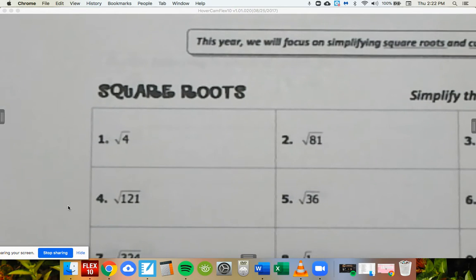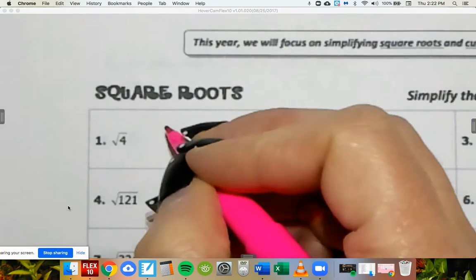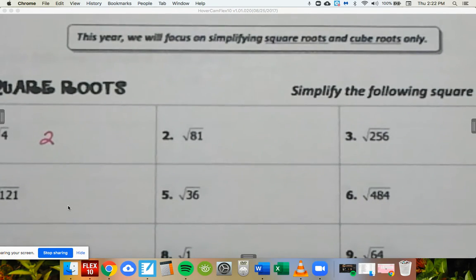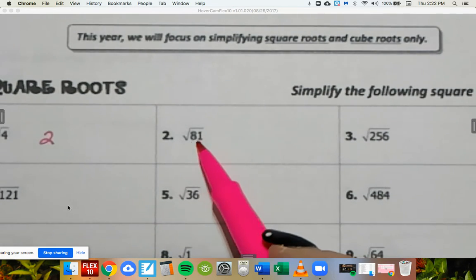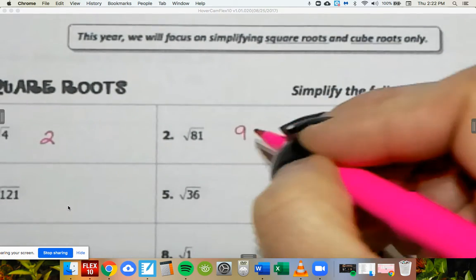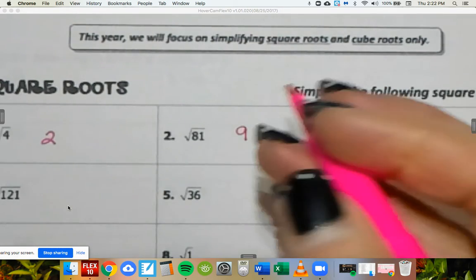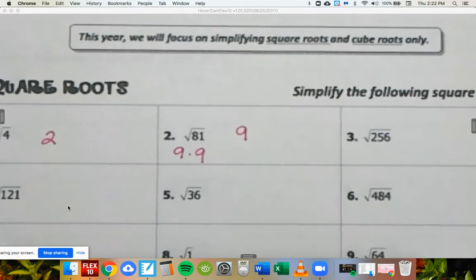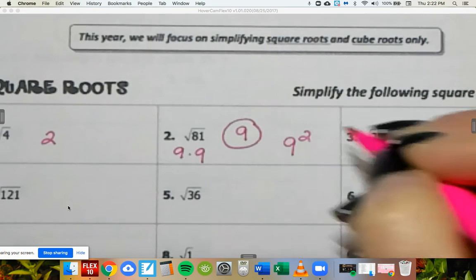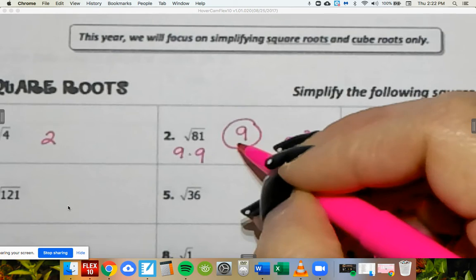I bet you know the first one. I bet you can tell me what the square root of 4 is, right? What number times itself is 4? Of course, that's a 2. That one's nice and easy. Guessing you probably know the square root of 81. What number times itself is 81? That's 9, because 81 is a perfect square. These are called perfect squares, these numbers in here. So 9 times 9. So the answer is just 9. Don't write your answer as like 9 squared. That's not right. Don't do that. It's just 9. The square root of 81 is 9.